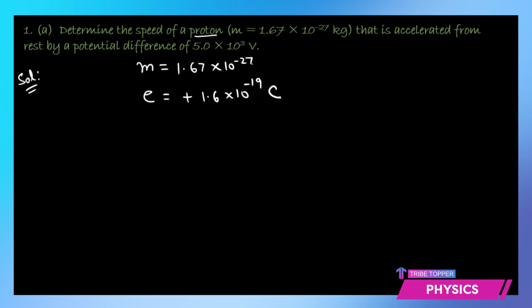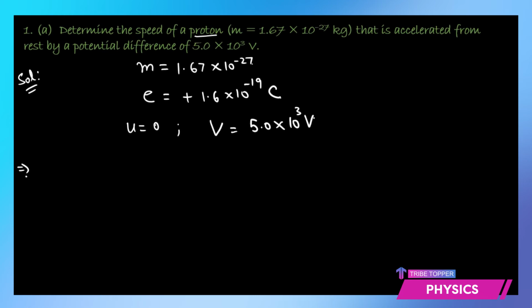It is accelerated from rest, so the initial speed was 0, and it is accelerated by a potential difference of 5.0 times 10 to the power 3 volt. We have to determine the speed of this proton, how much it acquires when it was initially starting from 0.